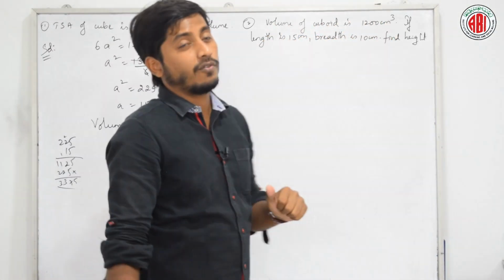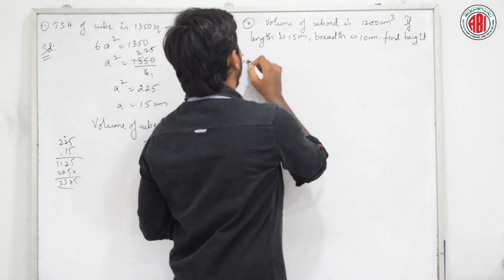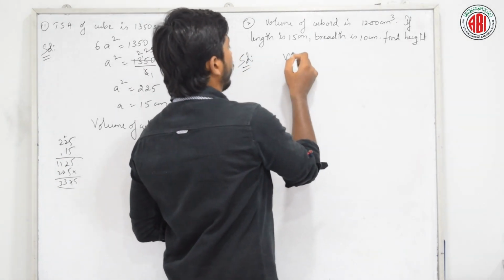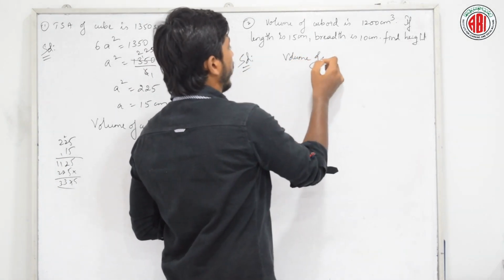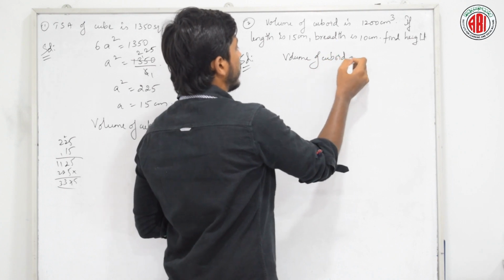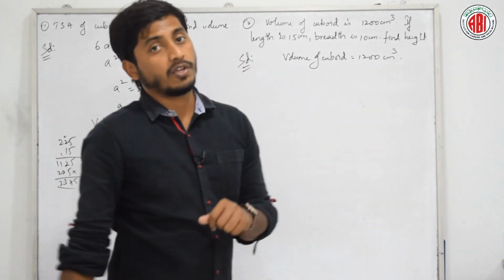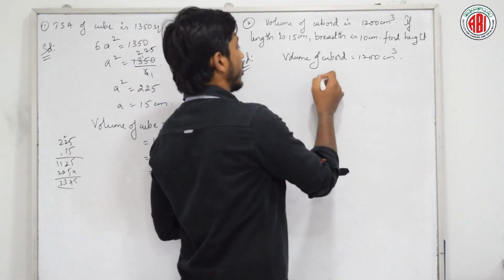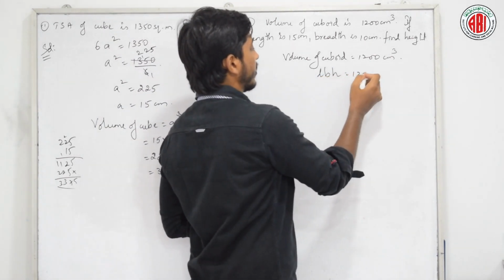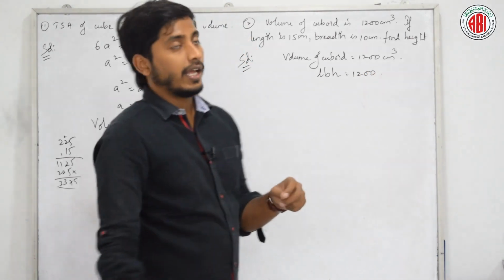What is the formula for the volume of a cuboid? The volume of the cuboid is 1200 centimeter cube. What is the formula of a cuboid's volume? LBH. Okay. And what did they give?